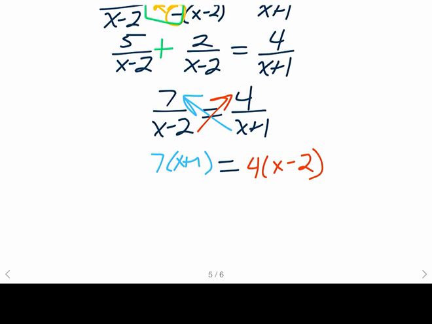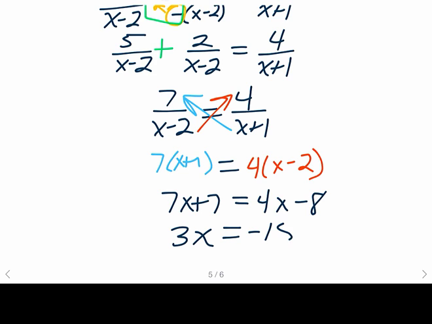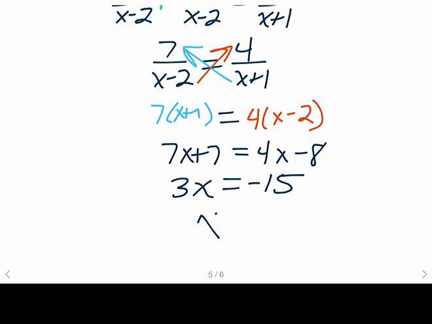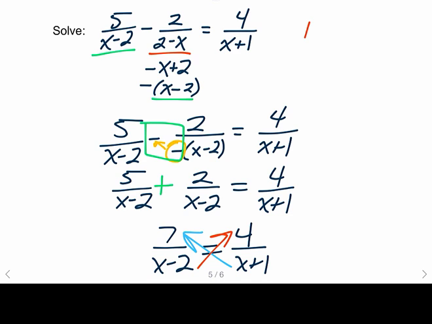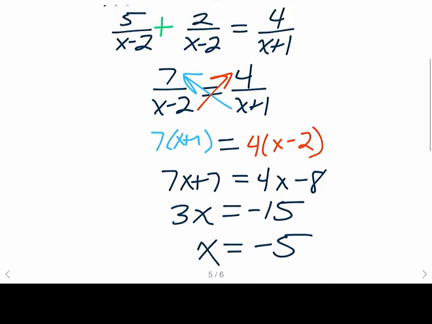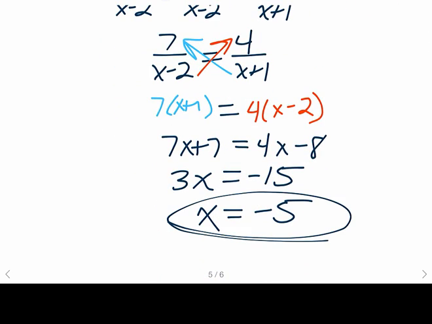Distributing, because we have parentheses, gives us 7x plus 7 is equal to 4x minus 8. Subtracting 4x from both sides gives us 3x. Subtracting 7 from both sides gives us negative 15. So 3x equals negative 15 finally gives me that x is equal to negative 5. Now, we would look back at the original equation to make that little note that we keep making. And what I notice is that x cannot equal 2 or negative 1. Since we came up with x equals negative 5, we're okay on that score.